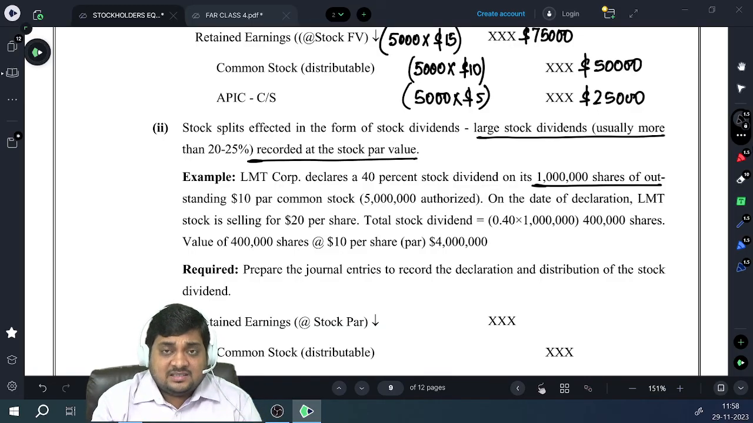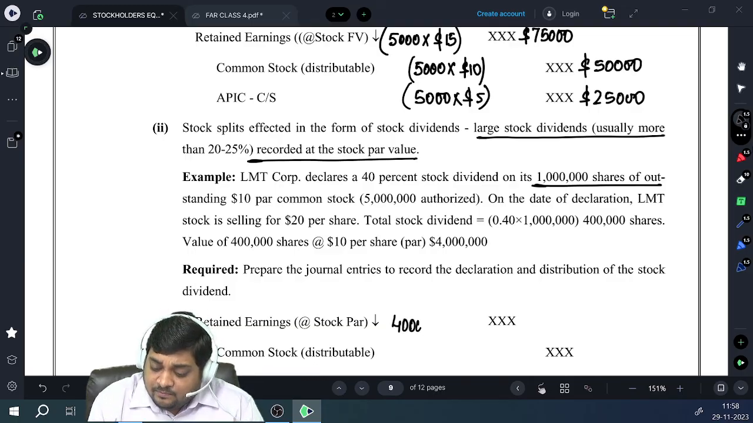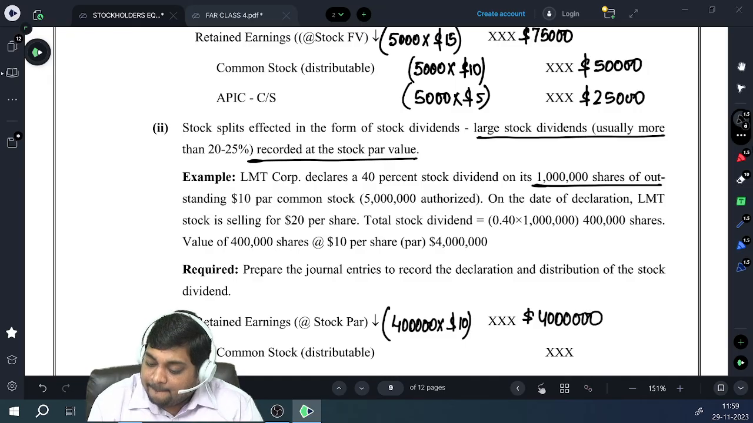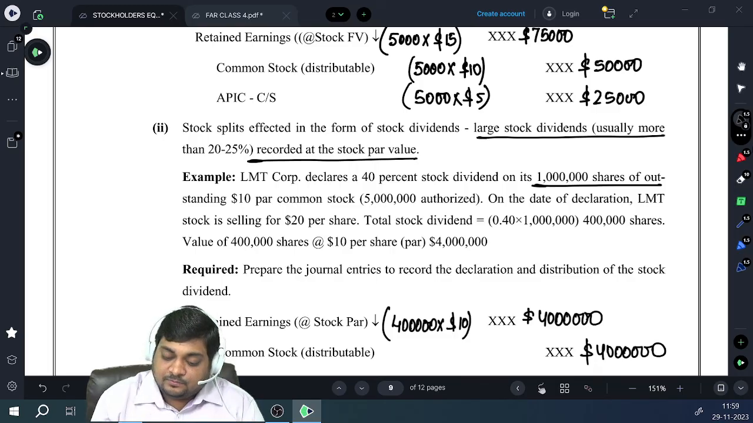But in this case, this is a large stock dividend, so I am reducing my retained earnings by 4 lakh into $10. That is 40 lakh. And common stock also 40 lakh. Only at par value.